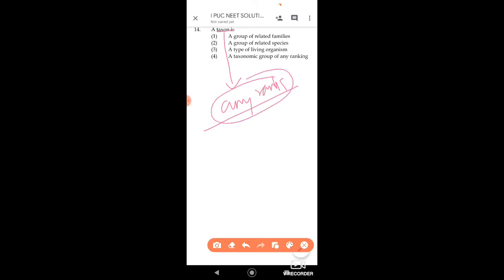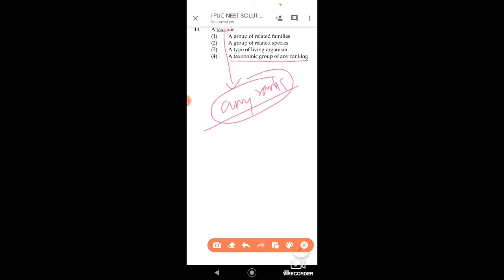So let me tell you, a taxon is a taxonomic group of any ranking, where we had studied, for example, taxonomic categories like kingdom, phylum, class, order, family, genus and species. So there, each one is a taxon or a rank. So we can represent here with the 4th option, a taxon as a taxonomic group of any ranking, which is the shortest possible definition for taxon.